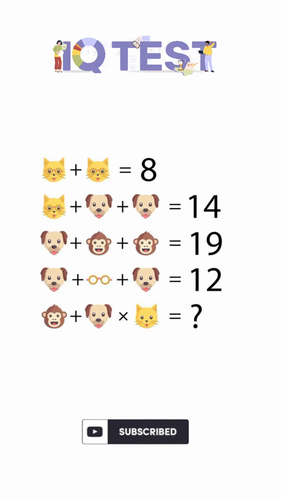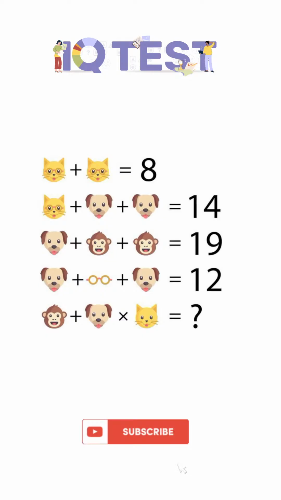And then we also came to realize that the dog, which we already said is 5, plus the glass plus another dog is equal to 12. So if we already know that the dog is 5, so 5 plus 5, that will give us 10. So if we subtract 10 from 12, we are going to get 2. It means that the glasses alone is 2.